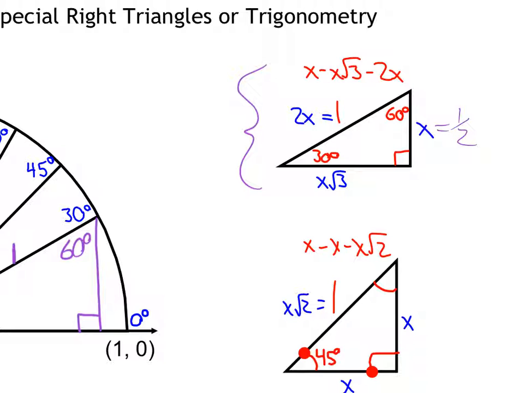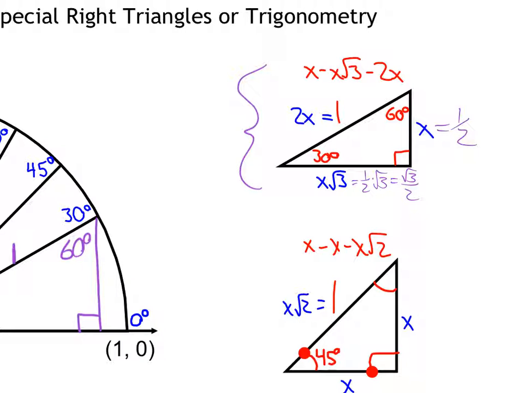I also know that the side across from the 60-degree angle will always be the shorter leg times √3. Well, what's the shorter leg? The shorter leg is 1/2, right? So I have 1/2 times root 3, or as we'll say it, root 3 over 2.